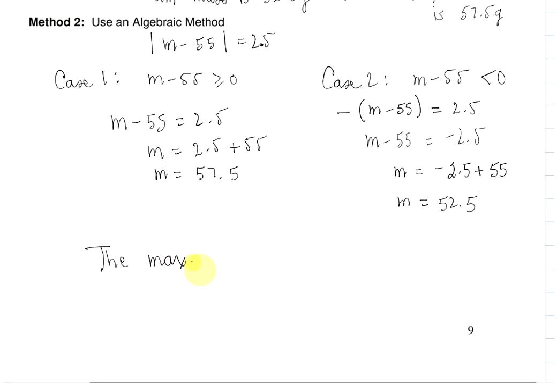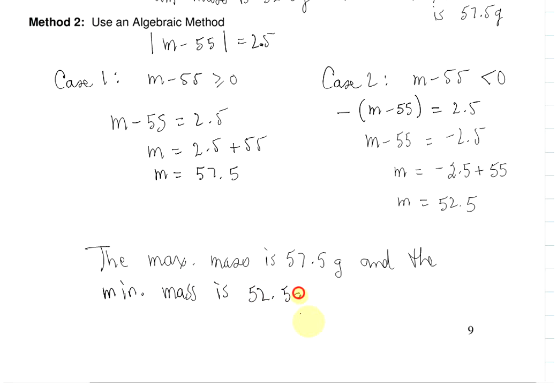And so write a sentence. The maximum mass is 57.5 grams, and the minimum mass is 52.5 grams. Done.